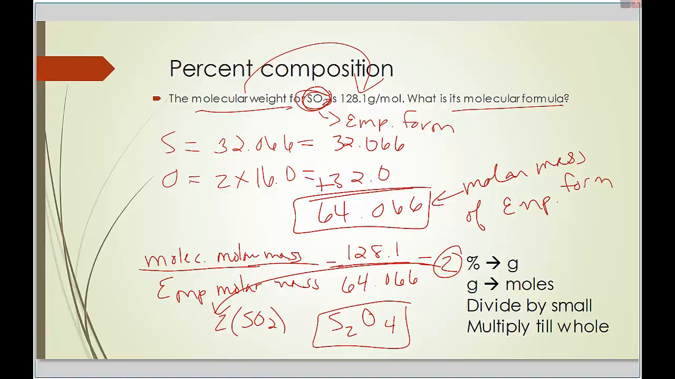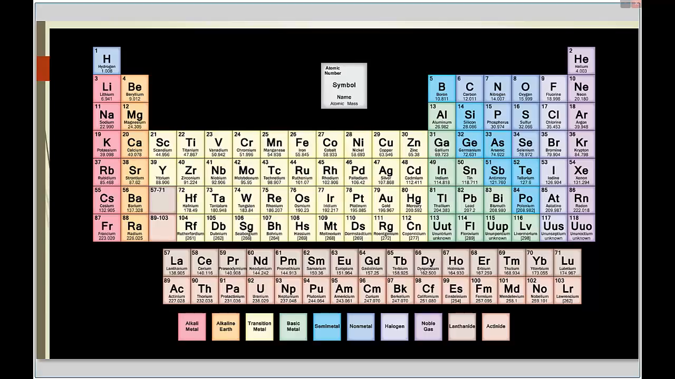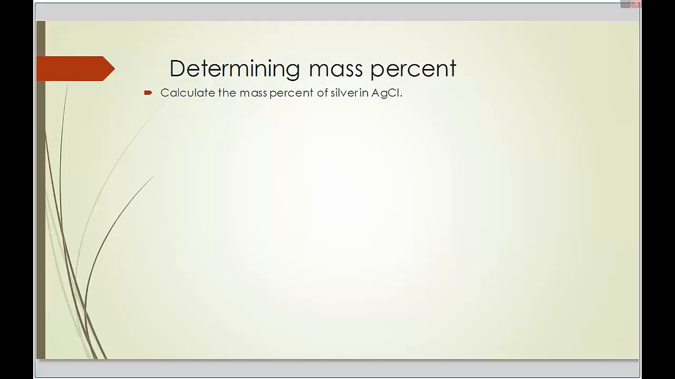So what you do when you're looking for molecular formula, you figure out the molar mass of the empirical formula, and then you divide the weight of the molecular formula divided by the molar mass of the empirical formula. And then that'll give you a ratio to multiply the formula by. The last thing we're going to do in this is we're going to calculate the mass percent. So in the previous questions, we were using the mass percent. Now we're going to calculate the mass percent.